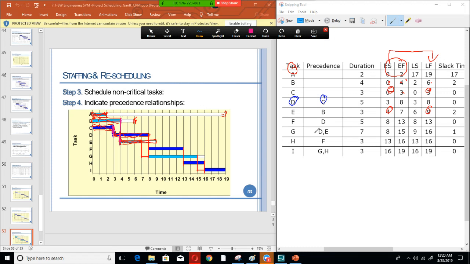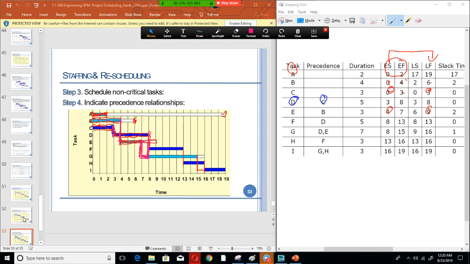So let us look at what happens in G. For G, we have to draw the early finish of D and E. So early finish of D is here and early finish of E is here. These will be the two lines that show the dependencies, and if you complete the whole task, you'll get the final Gantt chart.